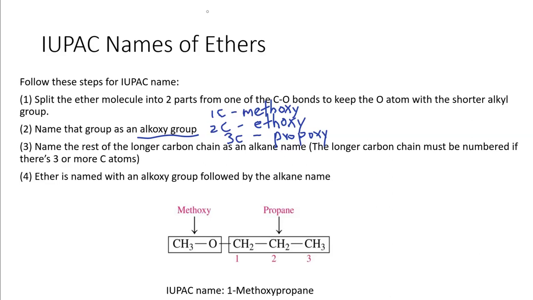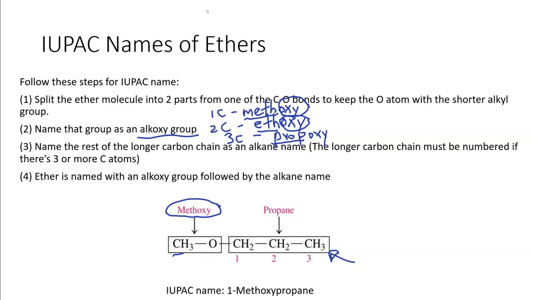So the name follows the same prefixes that you used for alkane naming, followed by this oxy suffix. It's just one name, methoxy, ethoxy, like that. So now, according to the IUPAC rules, you need to name the smaller piece as an alkoxy group based on the number of carbon atoms. Now, the bigger piece has to be numbered if there are three or more carbon atoms.